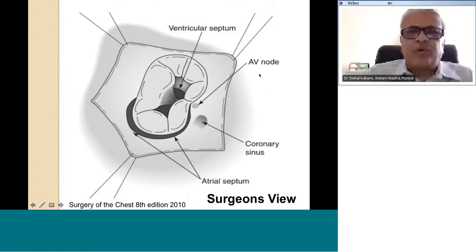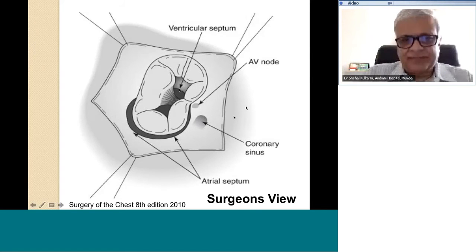Now, from the surgeon's point of view, this is what we see when the right atrium is open. This is the full AV canal. You've got the left superior bridging leaflet, inferior bridging leaflet, the left lateral and the right lateral leaflets, and that's the ventricular septum and the VSD which is there.